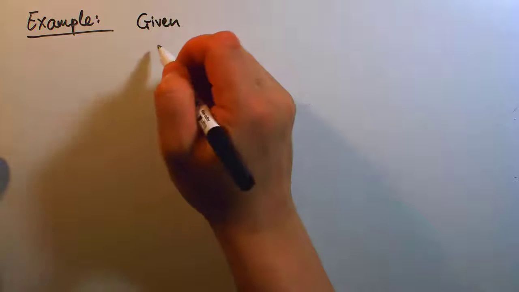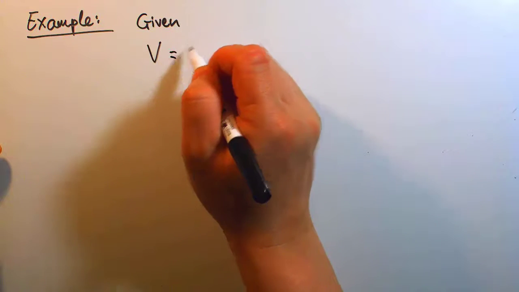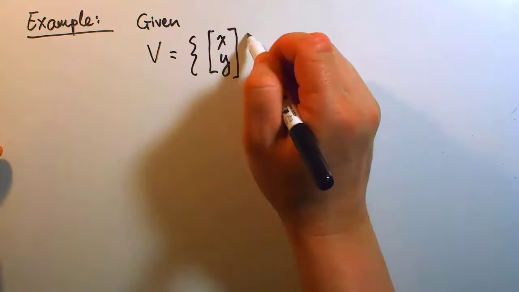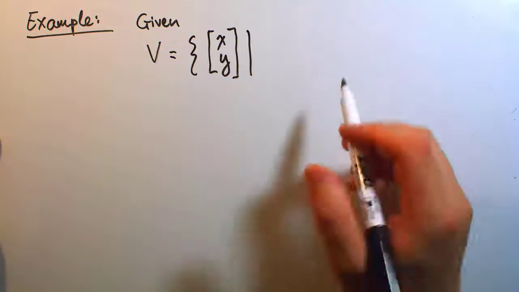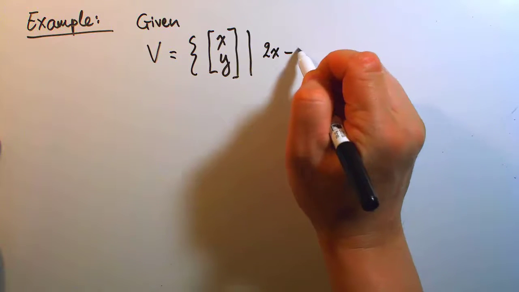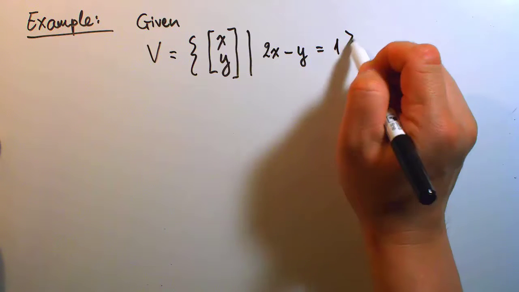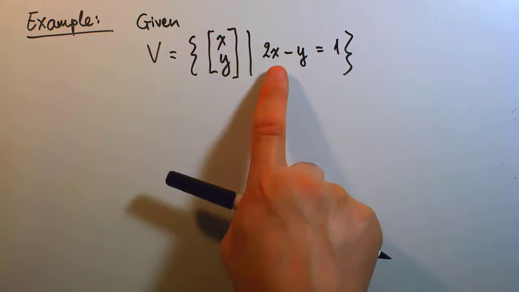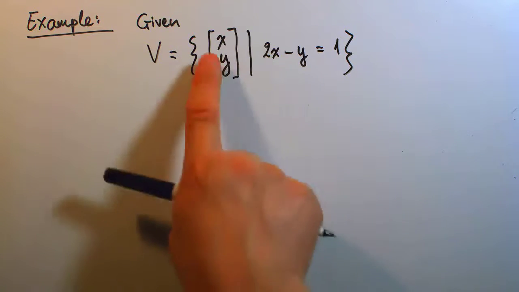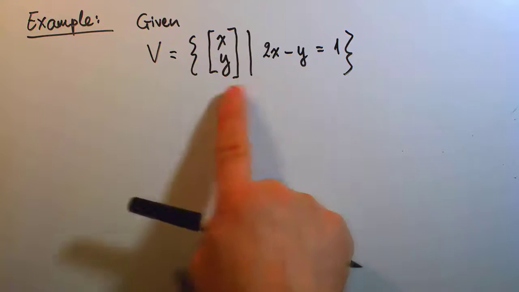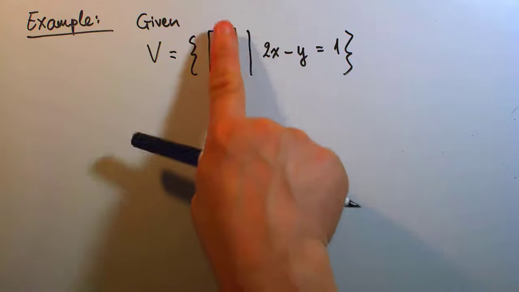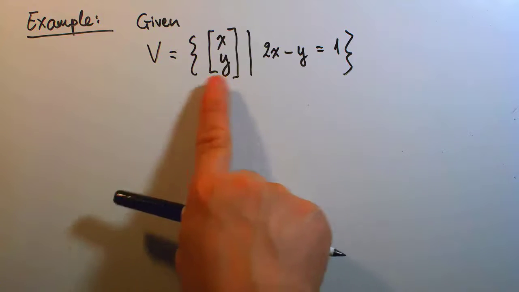And in this example, let's say we are given a set of vectors V to contain all of those vectors with two components or vectors from R2 such that the requirement is 2x minus y equals 1. So this relationship basically says 2 times the first component of any vector member here minus the second component with coefficient 1 equals 1. So that's the requirement for any of these vectors being a member of the set V.